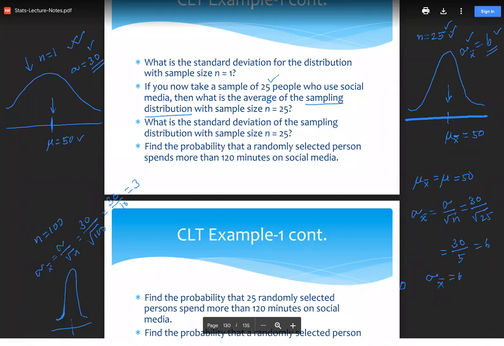So if you want to increase the accuracy, if you want to get closer and closer to this population mean, you just have to increase the sample size, which conforms with your common sense. If you want to get a better approximation of something, you increase the sample size.